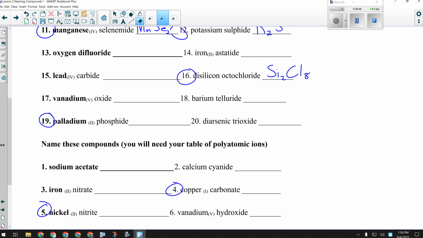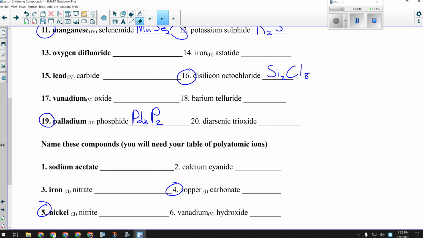All right, number 19, palladium 2 phosphide. Ionic. So palladium, I believe, is Pd. I think so. I don't use that one very often. And it's a +2. Thank goodness that's a Roman numeral because I have no idea what the charges are. And it's with phosphorus, and that has a -3 charge. So drop and swap. 3, 2. Can't reduce that, so we'll leave it the way it is.